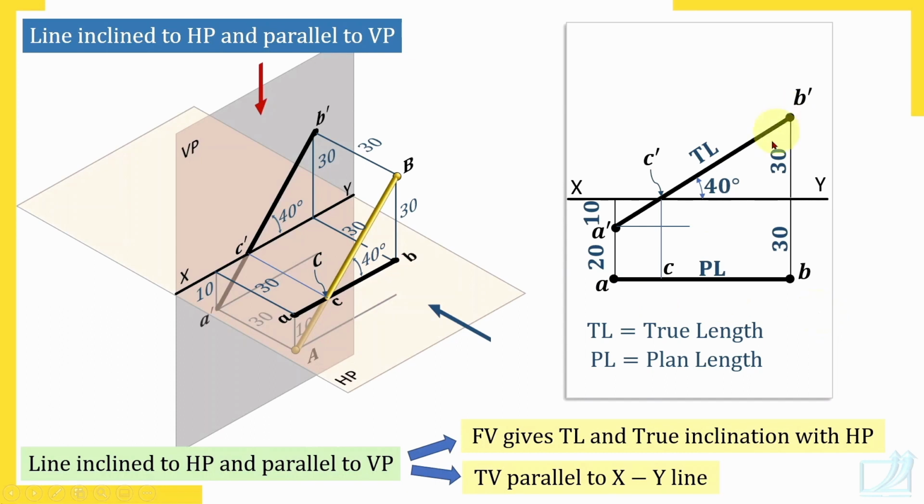Now let's focus on this portion of the line, AC. A dash C dash is the front view of line AC and AC is the top view of line AC, and its front view is below the XY line and top view is also below the XY line. What does that mean? Portion AC of this line is in the fourth quadrant, and portion CB of line AB has front view above the XY line, top view below the XY line. Front view above means first quadrant. So portion CB is in the first quadrant and portion AC is in the fourth quadrant.